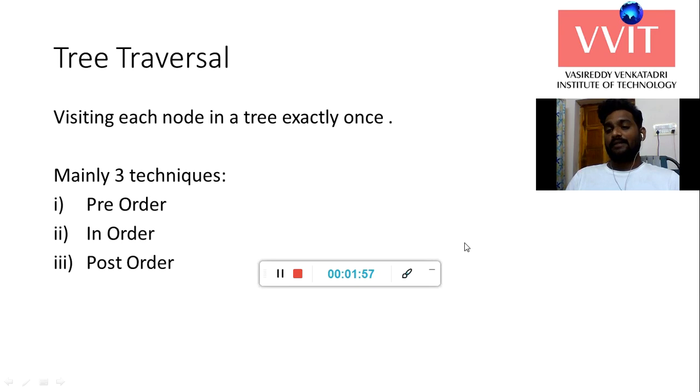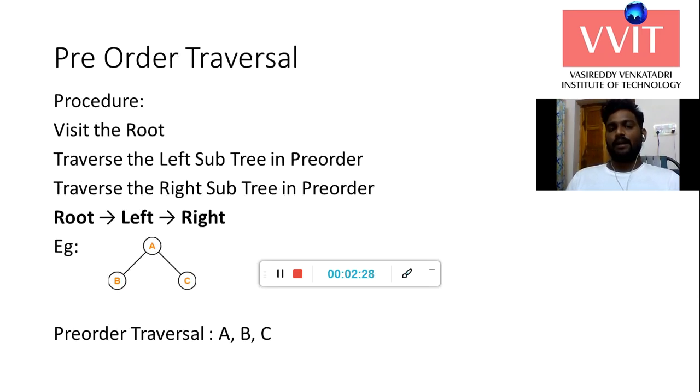In tree traversal, the techniques, approaches or methodologies can be categorized into three types: pre-order traversal, in-order traversal, and post-order traversal. How to traverse a given binary tree using pre-order fashion, in-order fashion, and post-order fashion, you can see in detail one by one. First, pre-order traversal: how to traverse a given binary tree using the pre-order technique.